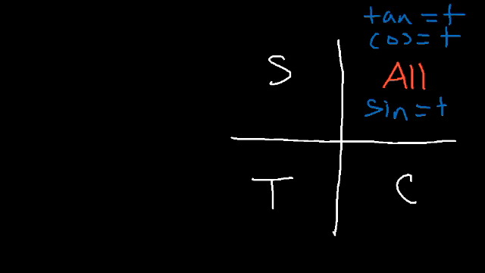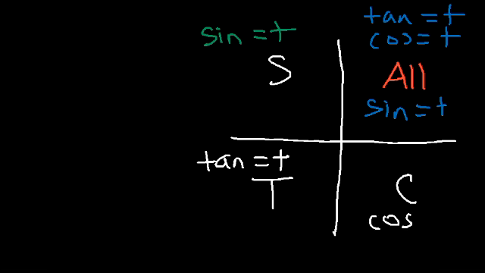All students. So S means that sine is positive in quadrant 2. So the other two, cosine and tangent, are negative. T for tan. Tan is positive in quadrant 3, but sine and cosine are negative. And then C for cosine. Cosine is positive in quadrant 4, but sine and tan are negative. So all students take calculus.